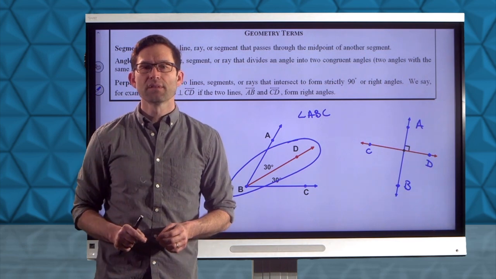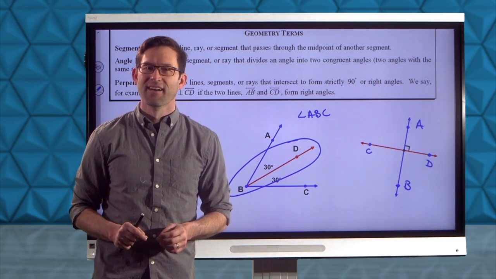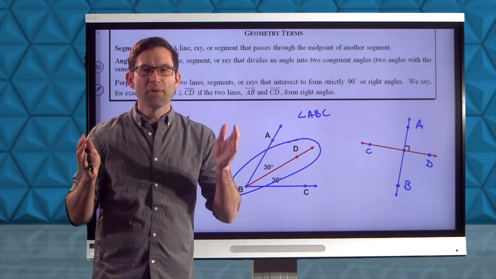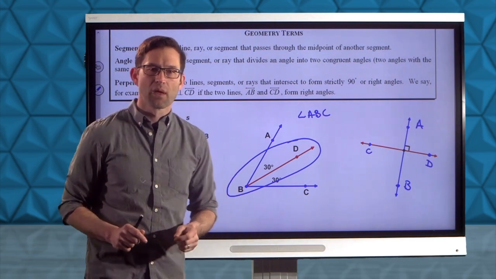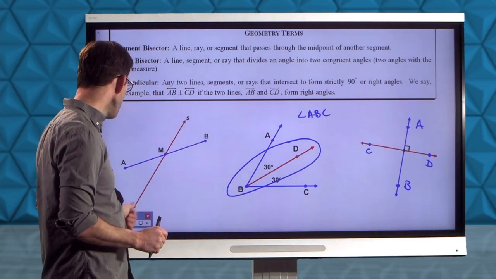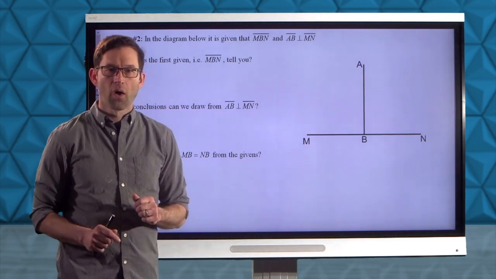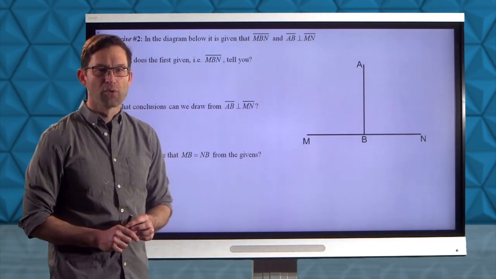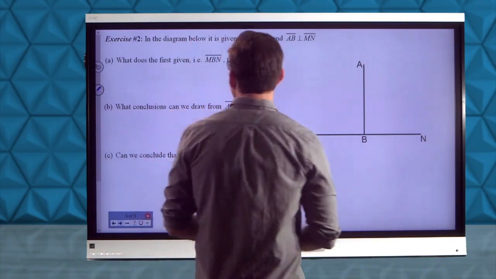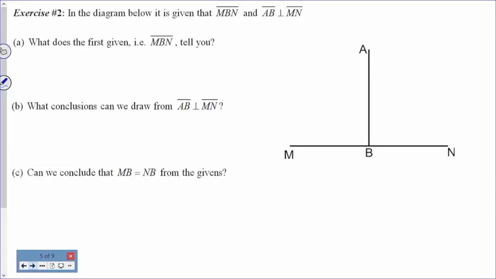Let's use a bit of this terminology now to draw some conclusions or inferences from givens. All right. Take a look at exercise number 2. In the diagram below, it's given MBN, and AB is perpendicular to MN.